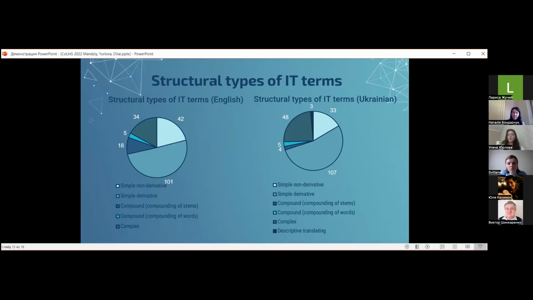A complex term consists of several elements that are connected in some way. Among them, the most productive are two-component models. It should be noted that there are more Ukrainian complex IT terms in our sample than English ones.